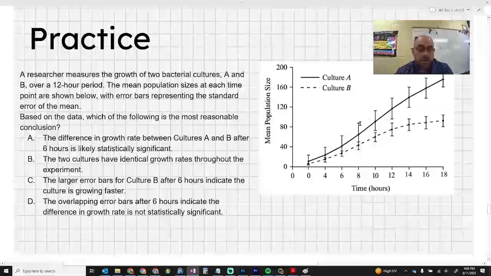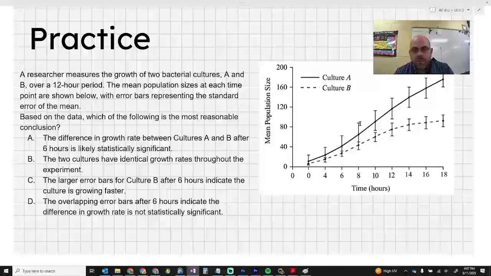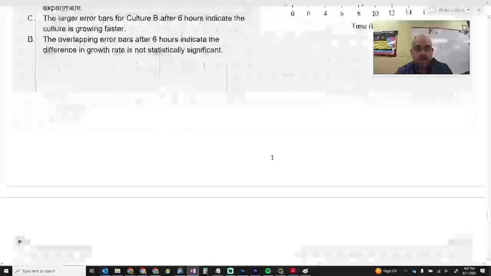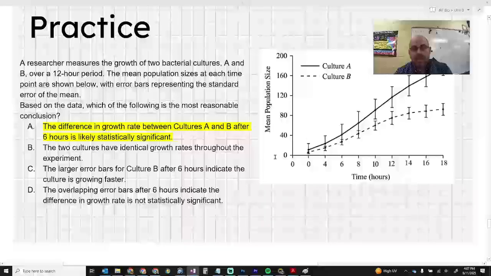Let's find that in our prompt. The difference in growth rate between cultures A and B after 6 hours is likely statistically significant. A is the correct answer. I'm not even going to read B, C, D because they can't be right if A is correct. It's a good test-taking skill. If you read B, C, D, you're just going to make it more muddy. Keep it clear. Choose the right answer. A is the correct answer.